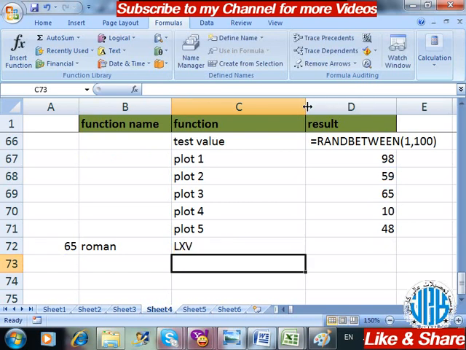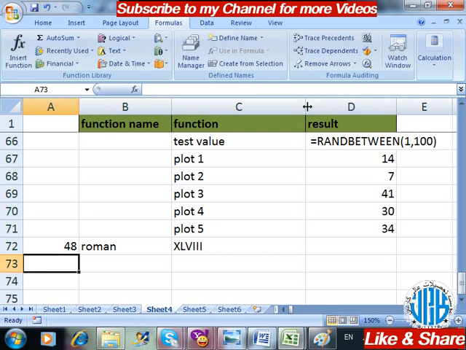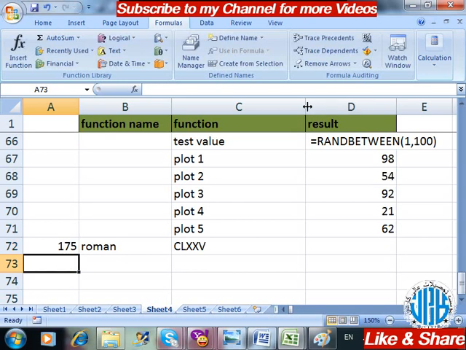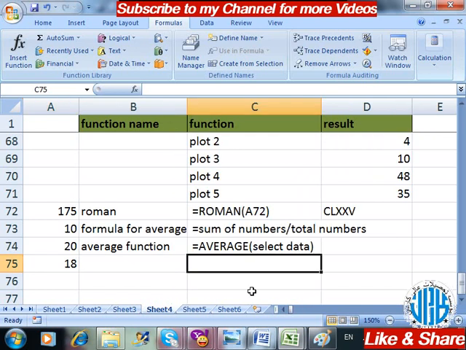L means 50, X means 10, V means 5. So 65. If I'm going to write 100, it's C. Okay, 175. Right now, what will be the answer? C L XX V. Yeah, that's good.